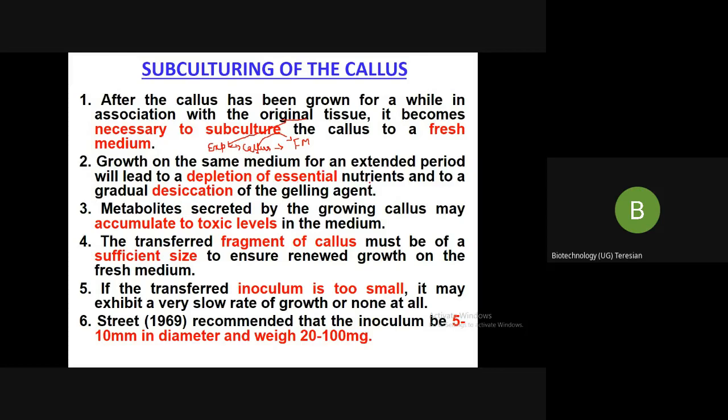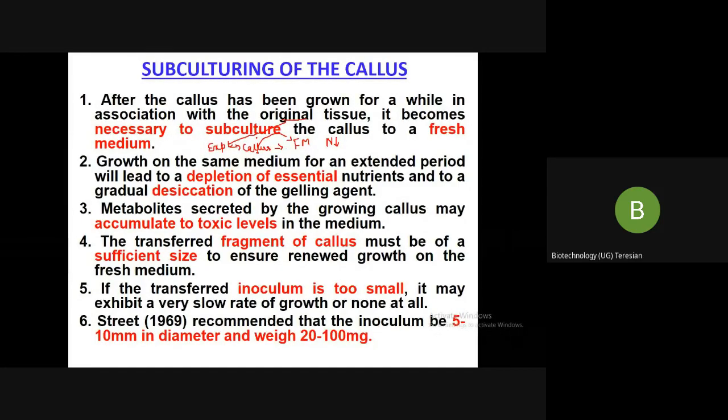When the callus is growing in the media, it uses up all the nutrients in your media. So the nutrients come down. There is a decrease in the nutrients because the callus has used up the nutrients.